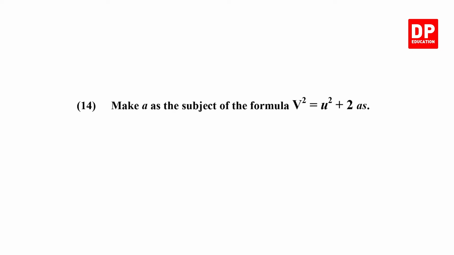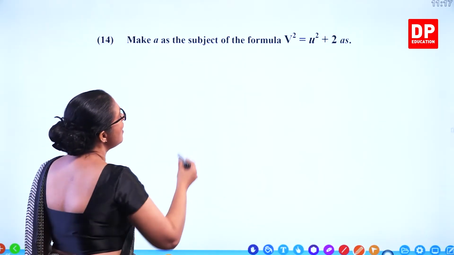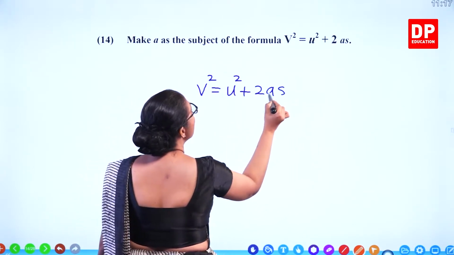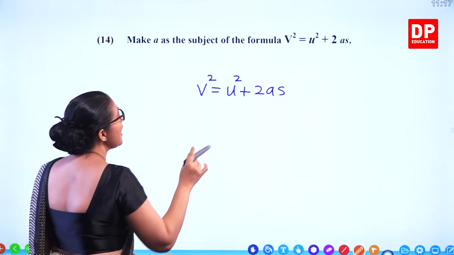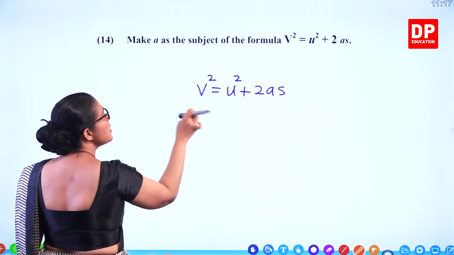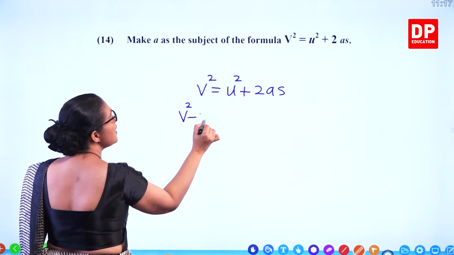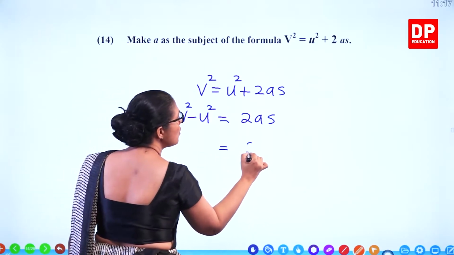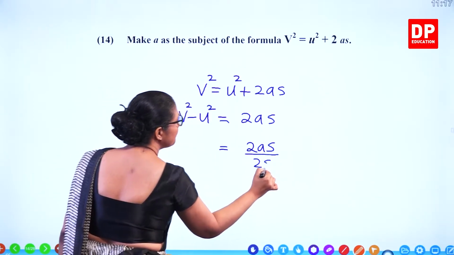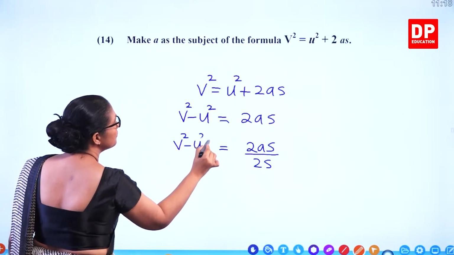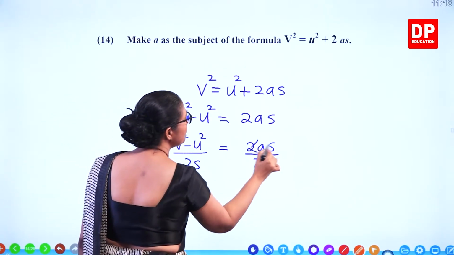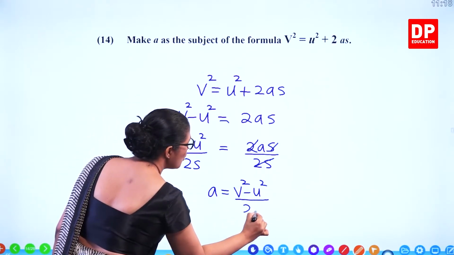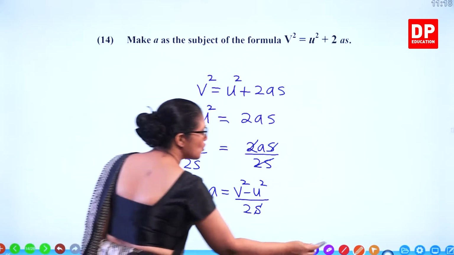Question number 14. Make A the subject of the formula. V squared is equal to U squared plus 2AS. So you have to make A the subject. So keep this one. You can take U squared to this side. So V squared minus U squared is 2AS. Now we need A. So divide both sides by 2S. So you get A equals V squared minus U squared over 2S. So 2 marks for that.